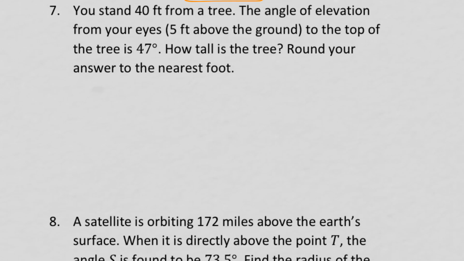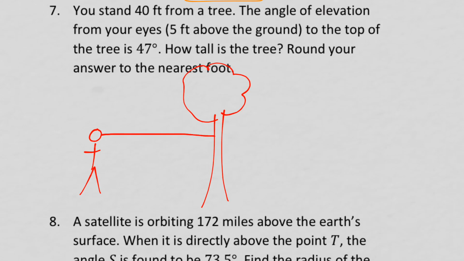Number 7. You stand 40 feet from a tree. Let me first start with that. So here I am. This is an actual rendition of myself. And then here is a tree. Perfect. So it says you stand 40 feet from a tree. Then I read that it says the angle of elevation from your eyes, which are 5 feet above the ground, to the top of the tree is 47 degrees. So an angle of elevation. That means that from my line of sight to the top of the tree, it's an angle of 47 degrees. I'm looking up to the top of the tree.